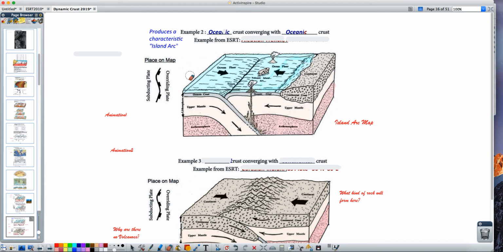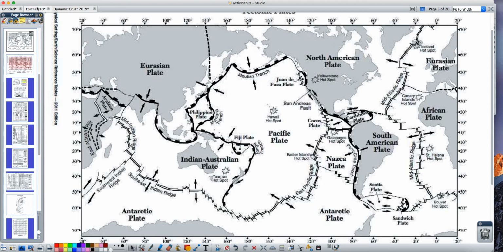Now, let's just quickly go to the ESRT and find an example of that happening. I just inadvertently showed you 2 of them. Pause the video, check it out. All right, so oceanic converging with oceanic. Well, it looks like we have one right here by the Aleutian Trench. Looks like we have one here at the Tonga Trench. Looks like we have one here at the Mariana Trench. All these are examples of oceanic subducting beneath oceanic, converging with another oceanic right there.